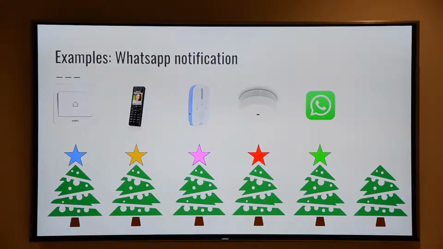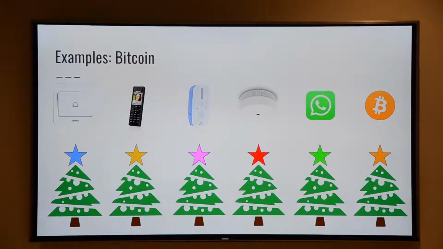If I get a notification, WhatsApp, Telegram, whatnot, it turns green. And of course, if there's something going on with Bitcoin, I want to know that really immediately, so it's getting orange. So this is the stuff where I realized smart home is nothing which is really boring. It's something where you can really do whatever you want.